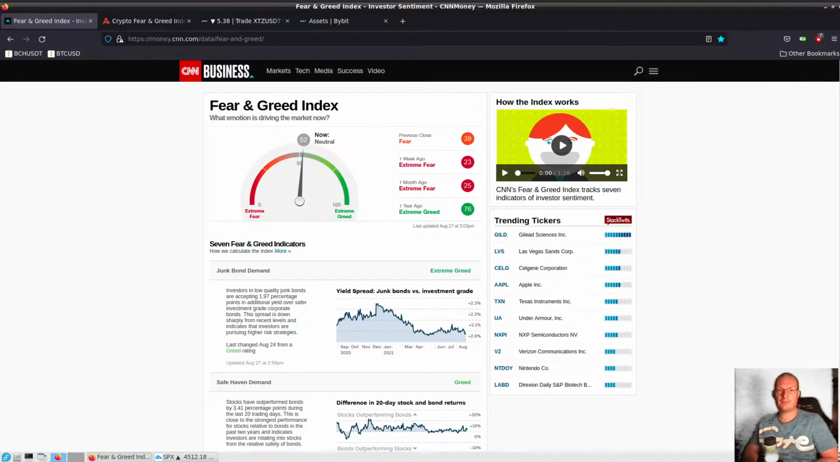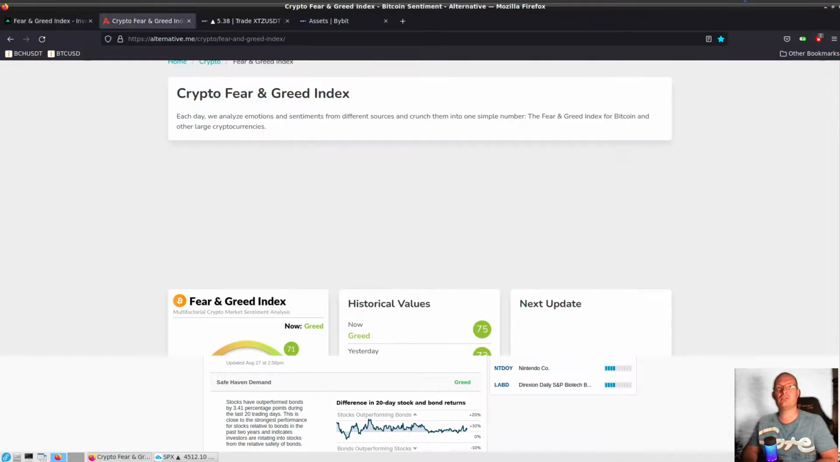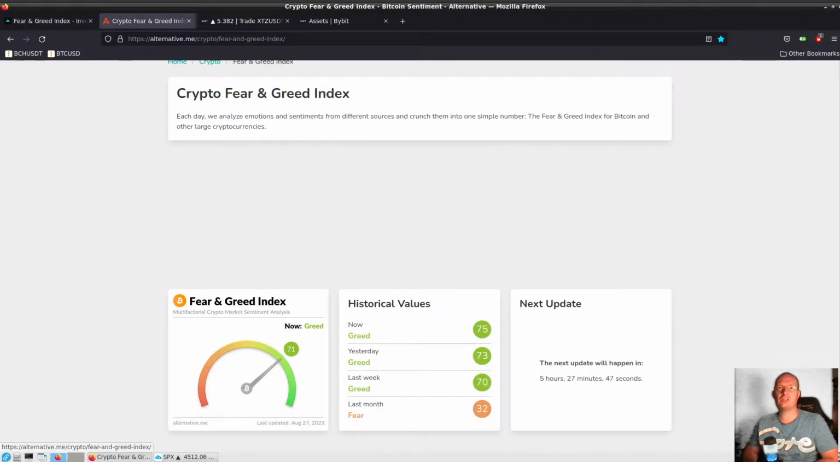Hello everybody. Today I'm going to discuss a bit the turtle trading strategy instead of going over the traditional markets. So quickly, the fear and greed index, we're now back at neutral, while yesterday we were fearful, and for the crypto market we're still greedy.